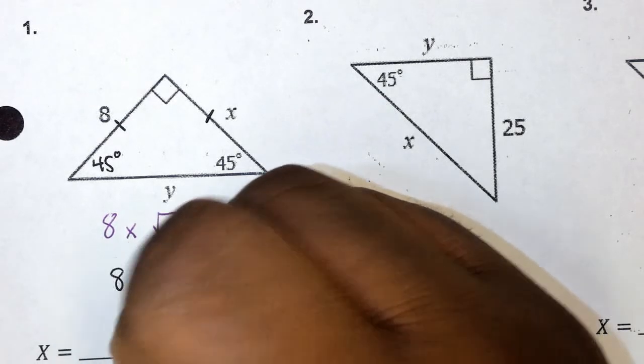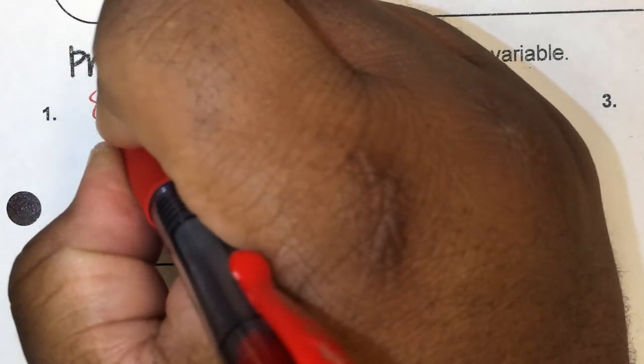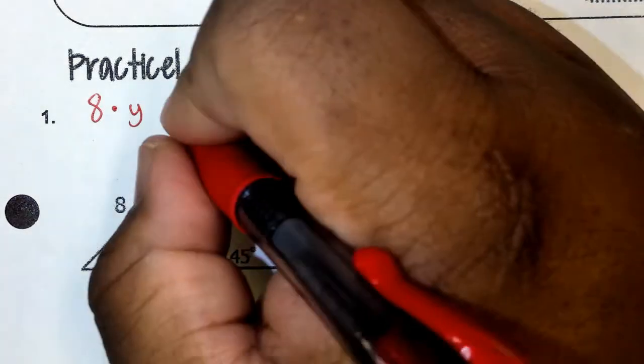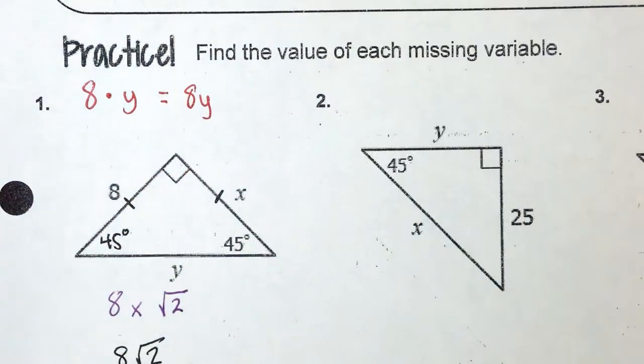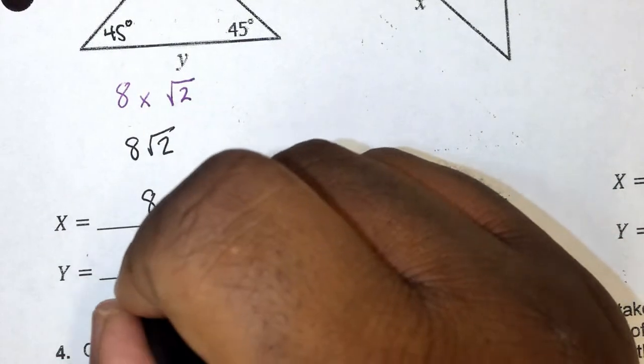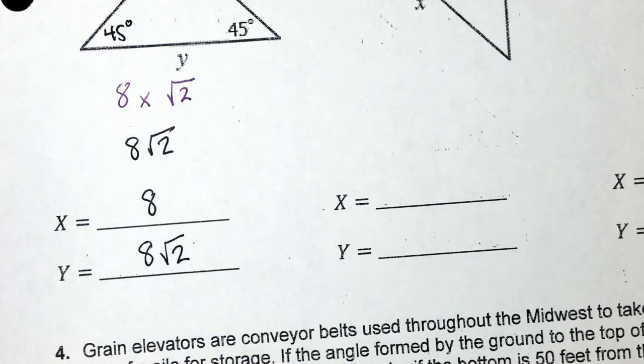8 radical 2. And the best way I could tell my kids last year to treat these radicals is like they're variables. For example, if I had 8 times y, what would y'all tell me 8 times y equals? 8y. Treat the radicals the same way. Alright, so this is 8 square root 2. Moving on.